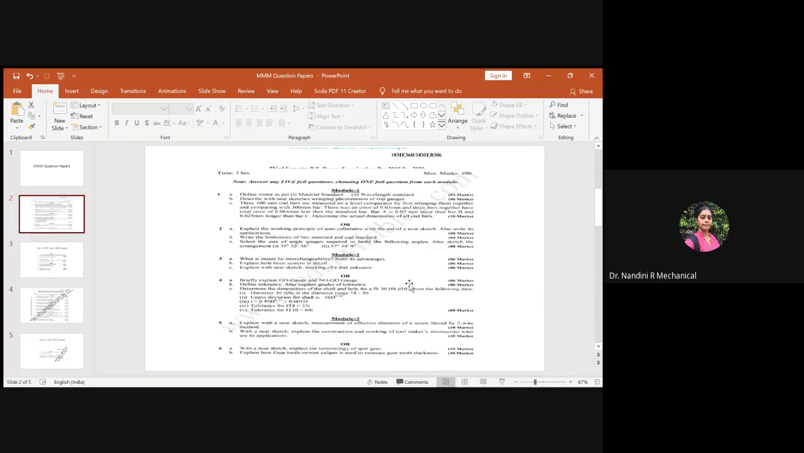So you have another alternative question, which is based on a numerical problem. Along with that, they have asked you in theory for 6 marks: briefly explain the go gauge and no go gauge. So please draw the sketch for go and no go gauge and explain.